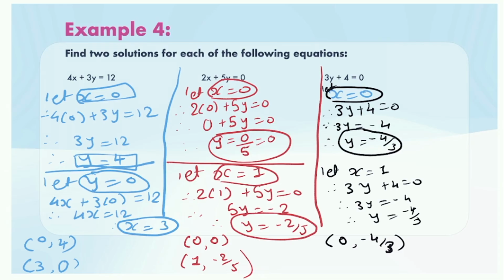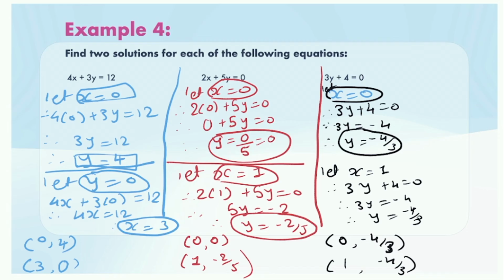Now 3y equal to minus 4, so y equal to minus 4 by 3, right? So I get the same answer for both values of x, for 0 and for 1. If I put x equal to 0, y will be minus 4 by 3. If I put x equal to 1, y will be minus 4 by 3. Now if you want to analyze this and see it on a graph paper, why we got both the same, let me show you on a graph paper.